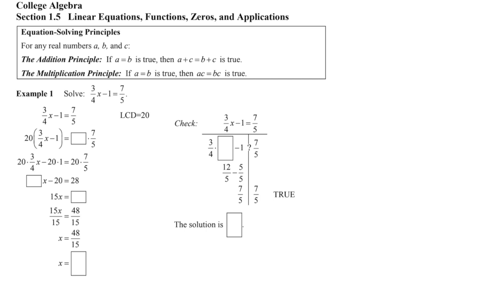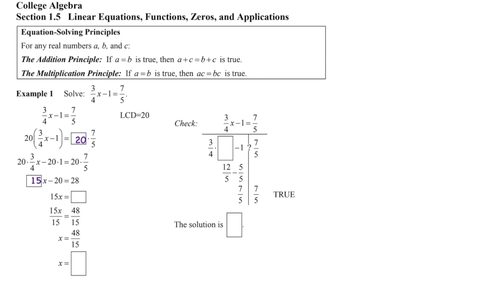I'm going to eliminate my fractions by using the least common denominator of 4 and 5, which we know is 20. Then I'm going to multiply the entire equation by 20 so that I can eliminate those fractions. When I distribute 20 through, we have 20 times 3/4 x minus 20 times 1 equal to 20 times 7/5. This then provides us with 15x minus 20 is 28.